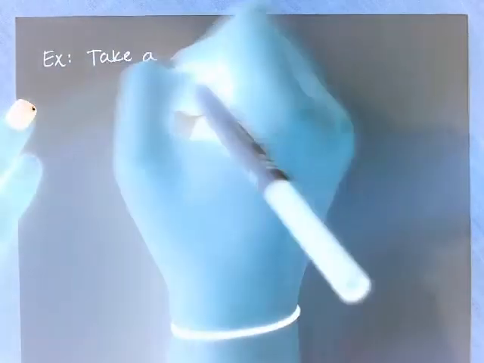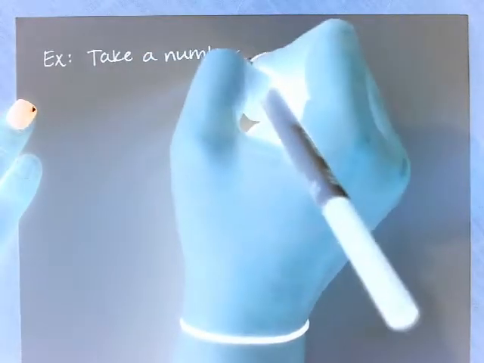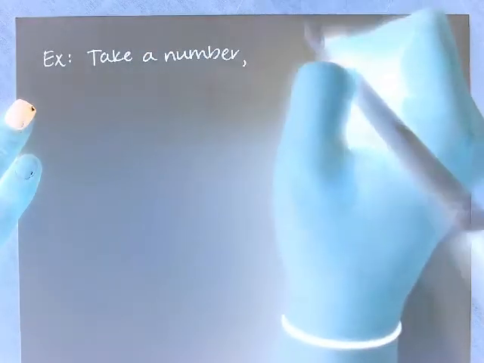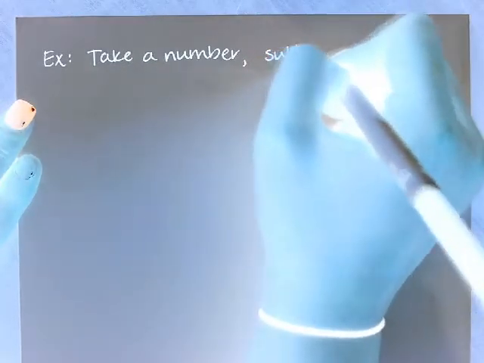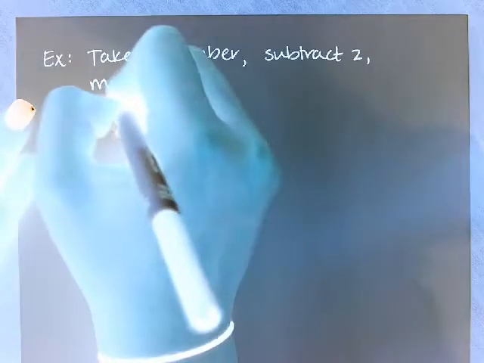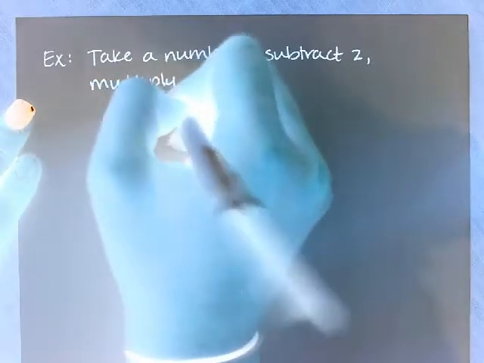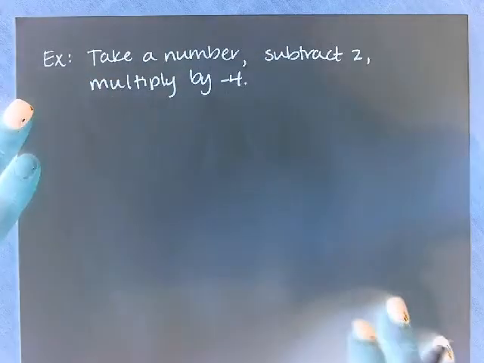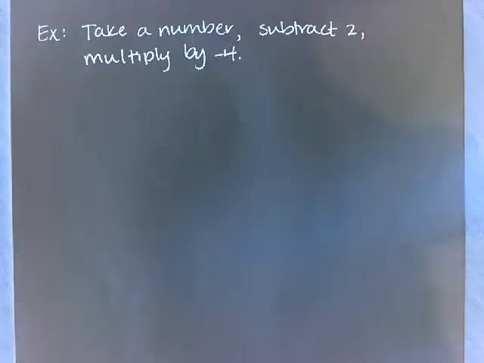Into our notes. So if I said, take a number, subtract 2, multiply by -4, how would you find the inverse?